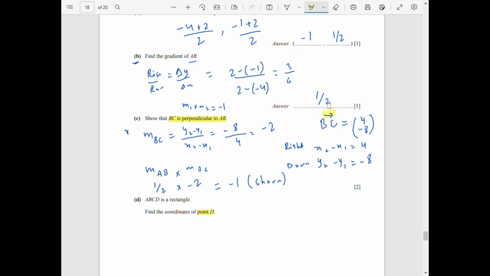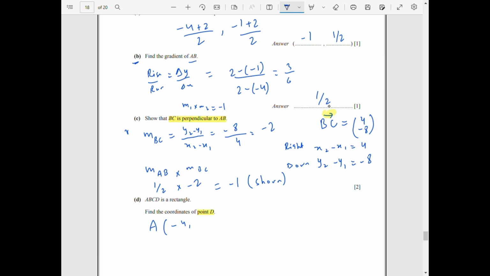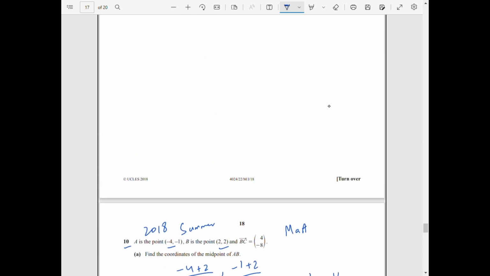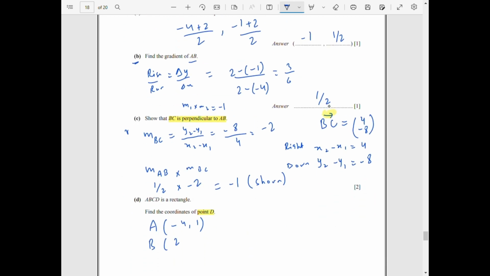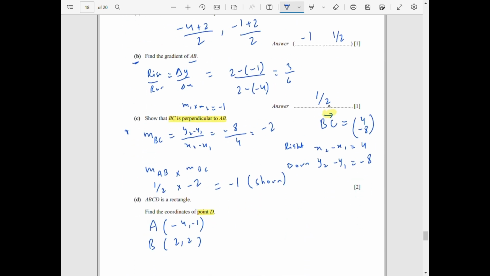The last part of the question asks you to find the coordinates of D given that ABCD is a rectangle. So by now, let's list down the coordinates that we have. For A, in the question it was -4 and +1. For B, it was 2 comma 2. Okay, it was -1, sorry. And then for C, we haven't found out yet. So let's find out.